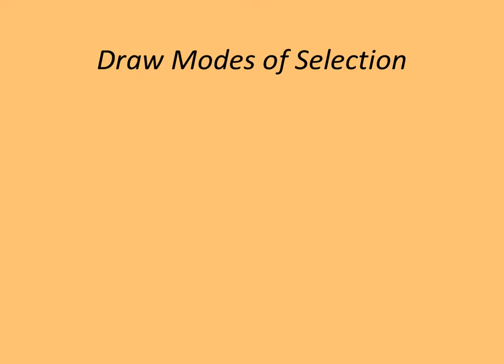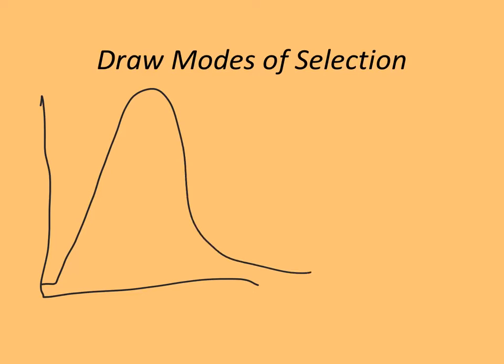Let's take a look at directional selection. This is a normal distribution. This is a number of individuals. And this is some measure. In this case, we'll say beak size. And this is what the population looks like.